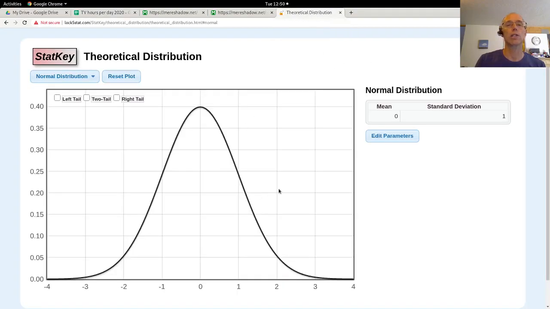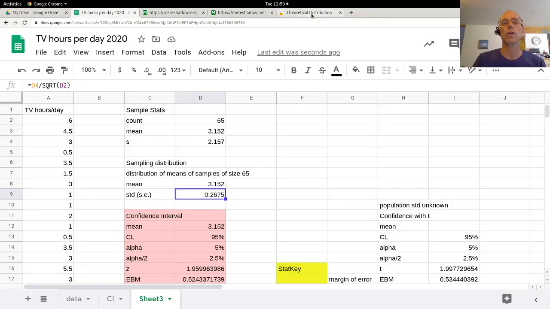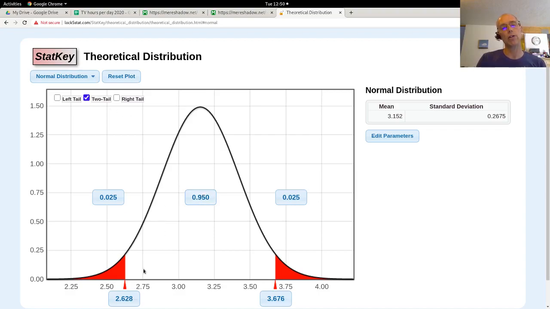So if I plug in the mean and standard deviation of the sampling distribution into that theoretical normal, 0.2675, let's try it. Edit parameters, mean was 3.152 and the standard deviation was 0.2675, is that right? 0.2675, yep, to 4 decimal places, hit enter. And then if I say, hey, yo, two-tail, what it will calculate for me are the actual boundaries of my confidence interval. So the theoretical normal can do a confidence interval if you know the standard error.